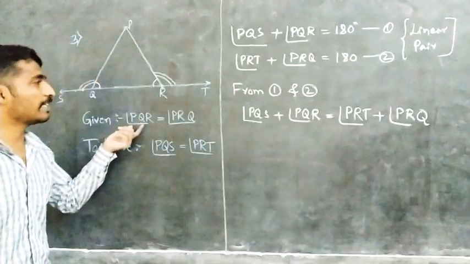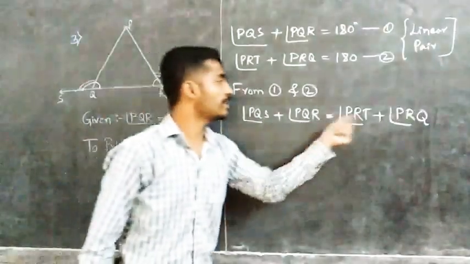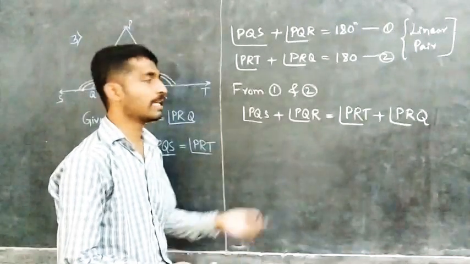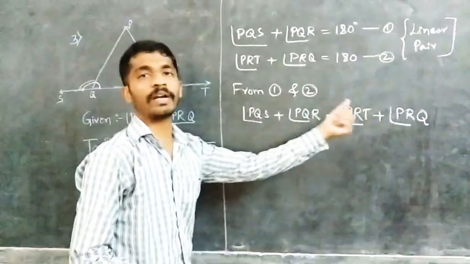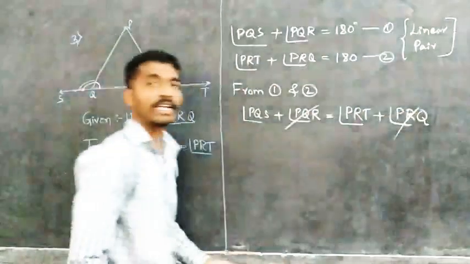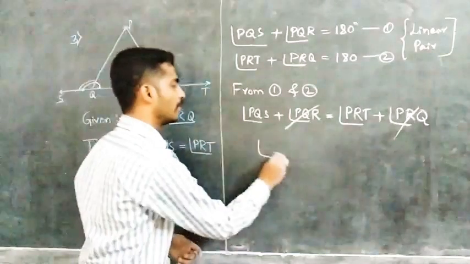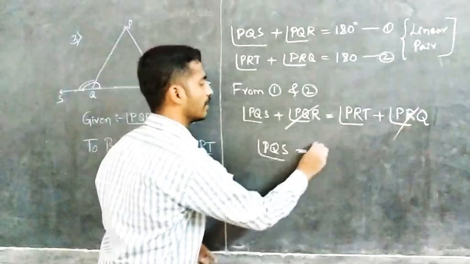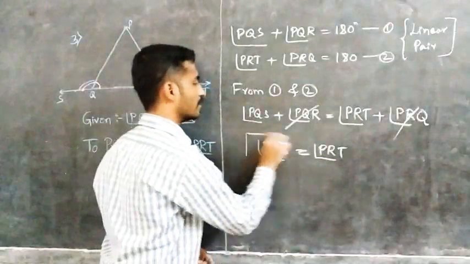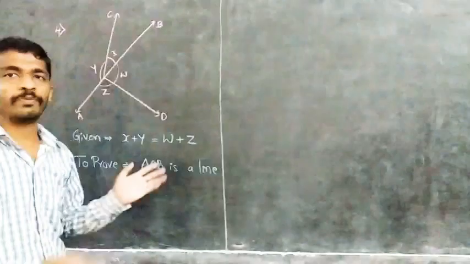Okay, so what is the given point? The given point is PQR is equal to PRQ. So if I take PRQ to this side, it becomes minus, then easily PQR minus PRQ. So what I have to do? Just cancel them because they will get eliminated. So what is left? PQS equal to PRT, which is needed for us. Understood our problem?